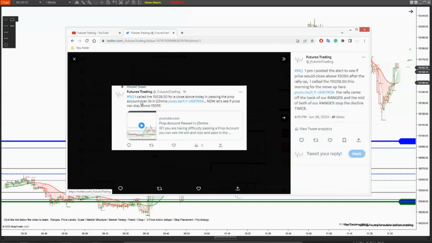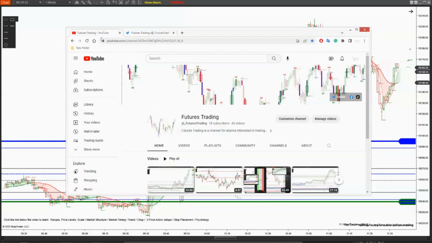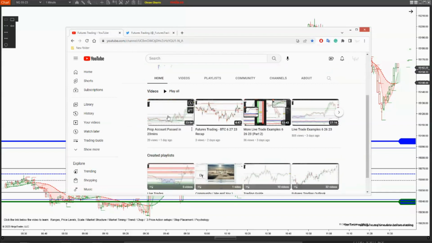Let me see here. And this was before they really got into that price level, that 150.95, before they got back down there. It was midday, and at that 150.39, I had called that out in that video with the prop trading. So that's this video here. I called that price level, and you can see it right there, and took that ride up, and that's how I passed that account.